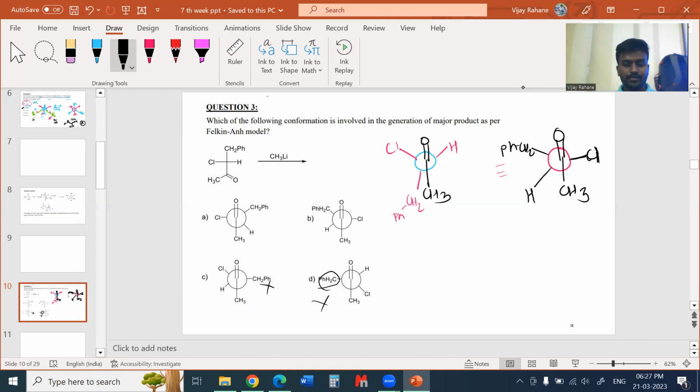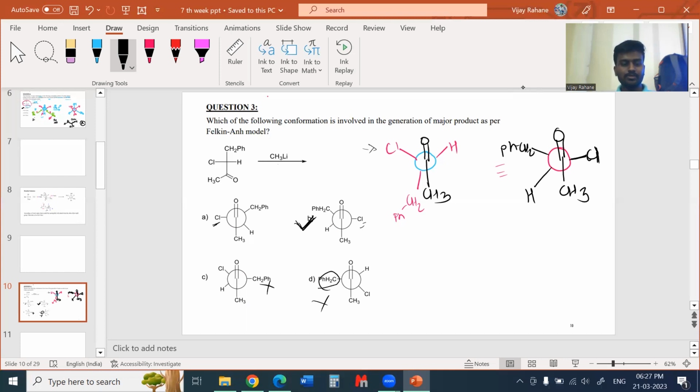If chlorine here is perpendicular, here also perpendicular, the configuration for this one should remain the same, right? So if we check the configuration of this, see attachment, we have converted this structure into the model. In this one, chlorine, CH2Ph, and then hydrogen; chlorine, CH2Ph, hydrogen; chlorine, hydrogen, CH2Ph; chlorine, CH2Ph, hydrogen. So this one is the correct option. Option B is the correct option in this one.